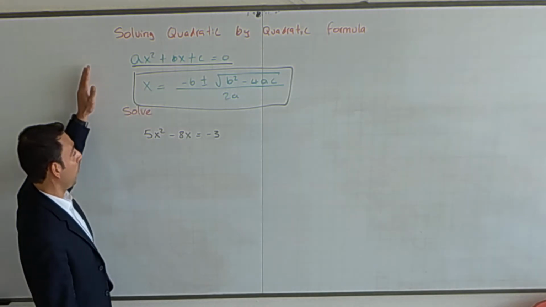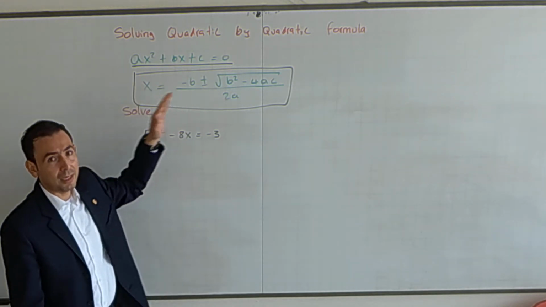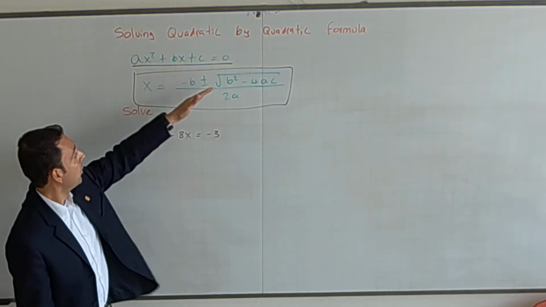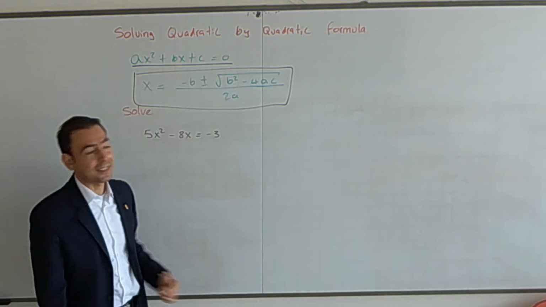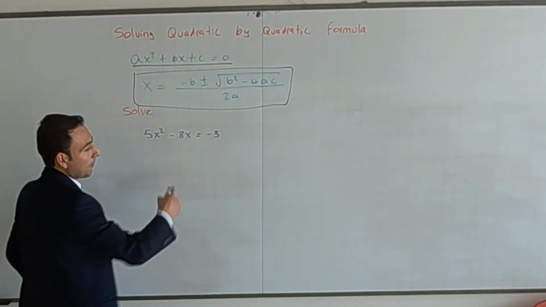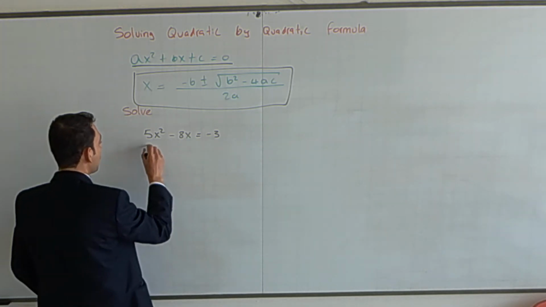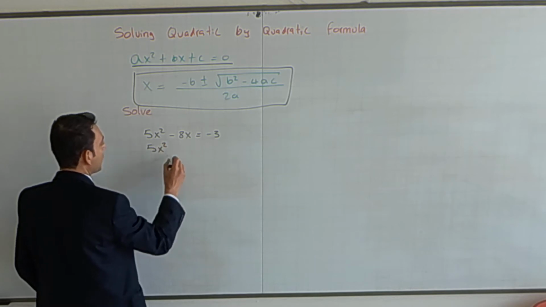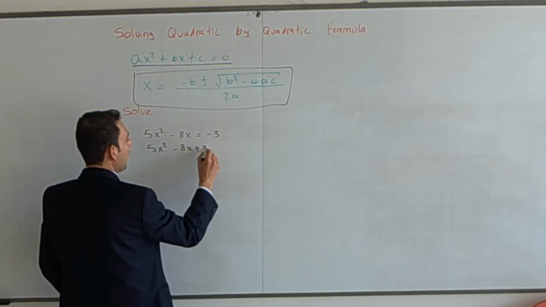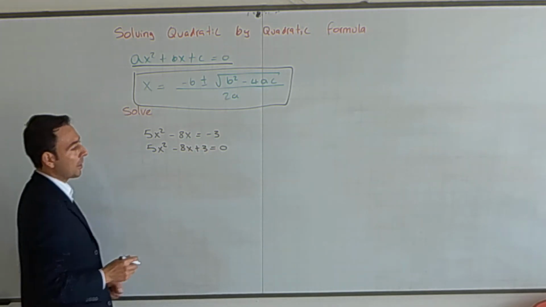Remember that of course the trinomial must be organized in descending form, and equal to 0, that means standard form. Okay, then let's analyze the exercise. Is it in the standard form? No, but we have to do it, and it's really simple. 5x squared minus 8x plus 3 equals 0. Now it's in the standard form.